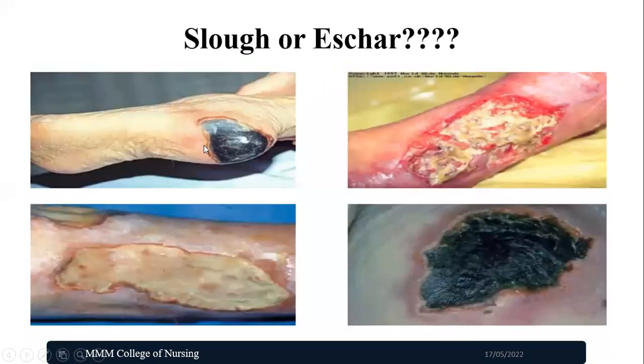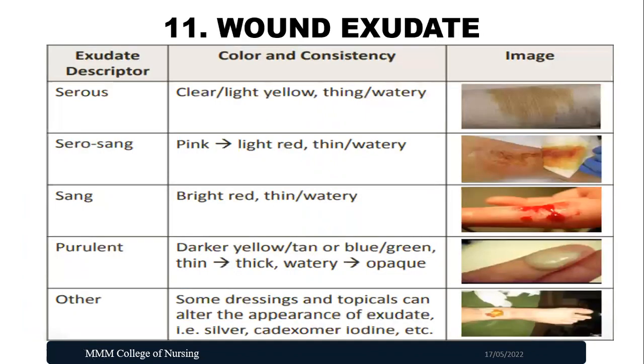Here is an example of slough or eschar. Can you identify among these four wounds which are the sloughy wounds and which are the eschar? Hope you are able to identify.